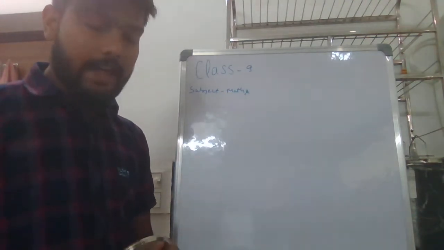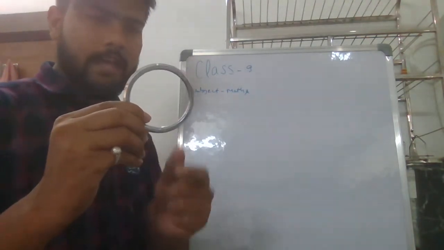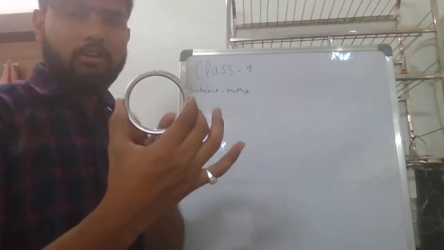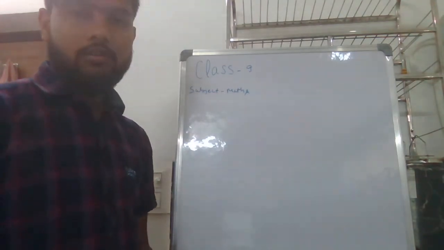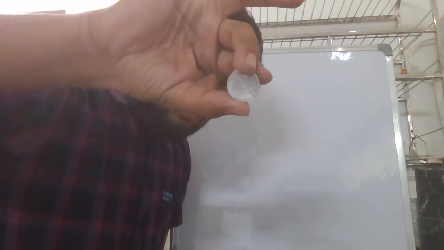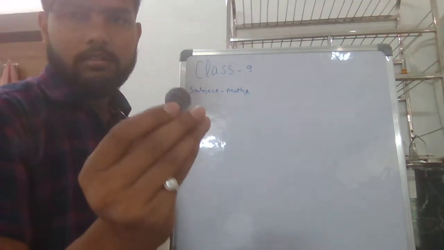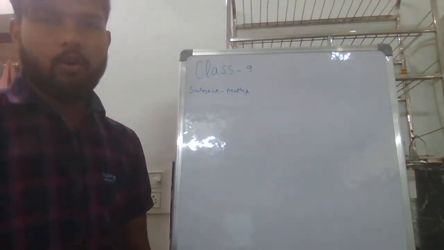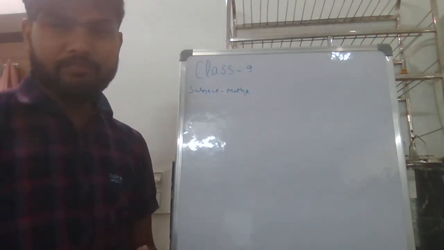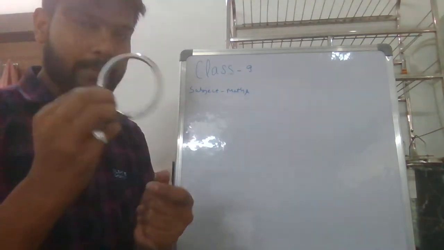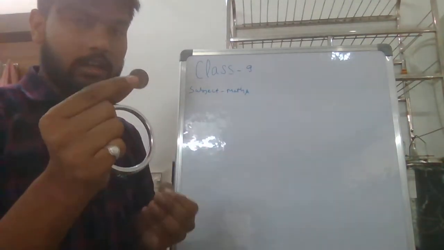So what can you see here? That looks like a collar. Yes, this looks like a bangle also. Okay, very good. And what can you see here? It looks like a coin. Yes, very good. Now you have to tell me which type of shapes you are finding in this bangle and in this coin.